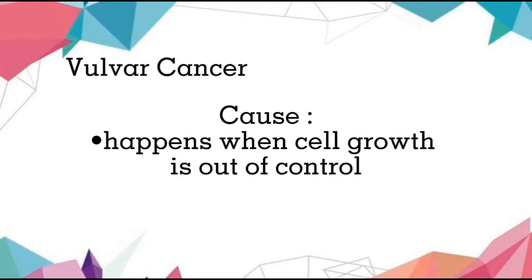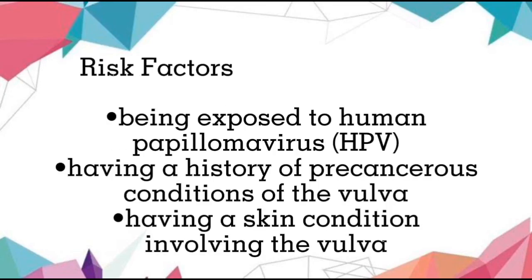Experts do not know exactly why cells start to grow too fast, but certain risk factors increase the chance of developing the disease, and these may include being exposed to human papillomavirus, or HPV. HPV is a sexually transmitted infection that increases the risk of several cancers, including vulvar cancer and cervical cancer. Many young, sexually active people are exposed to HPV, but for most, the infection goes away on its own. For some, the infection causes cell changes and increases the risk of cancer in the future.